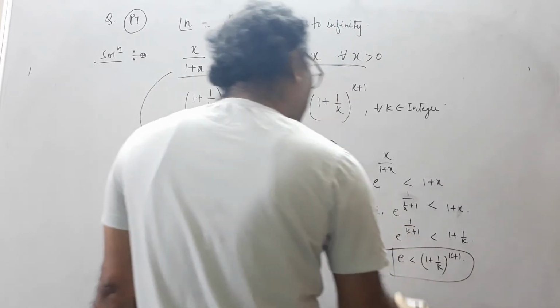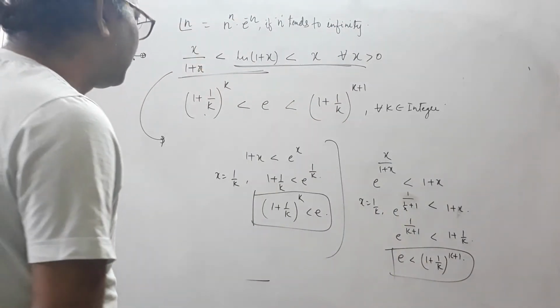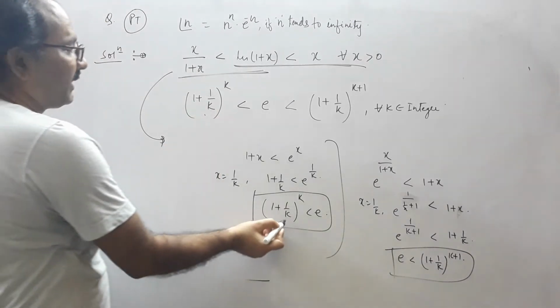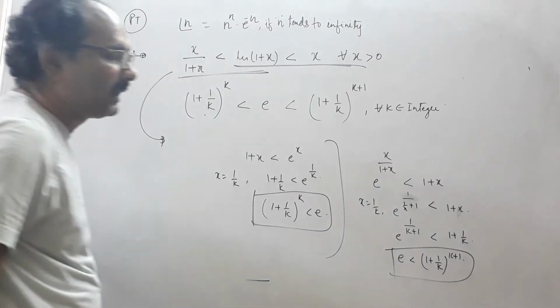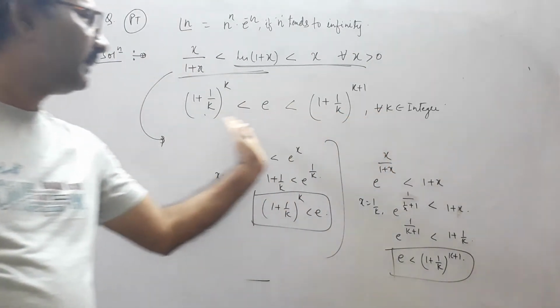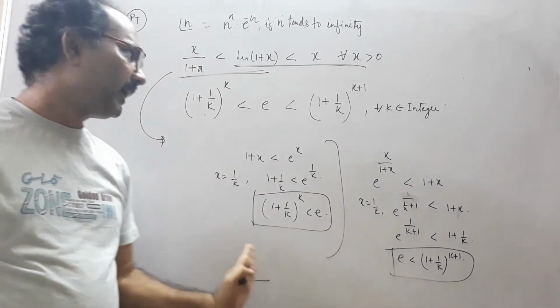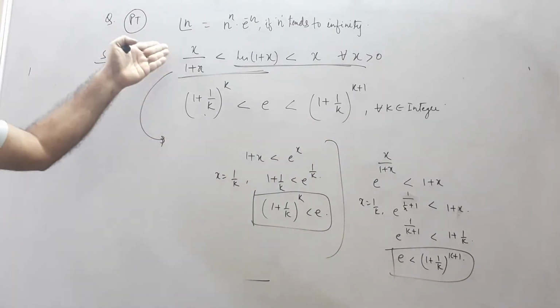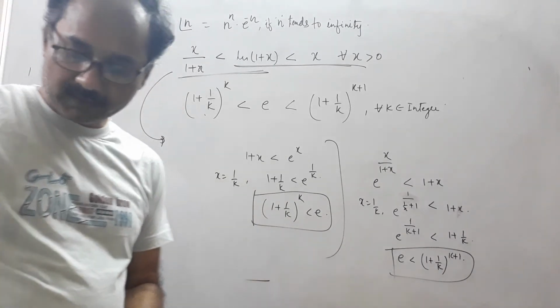So from these two we can easily see that (1 plus 1 by k) to the power k is less than e, and it is less than (1 plus 1 by k) to the power k plus 1. Okay? So for every integer k, it can be easily verified. Now we have this result. From this result we have come to this result. Okay, now let's see further.